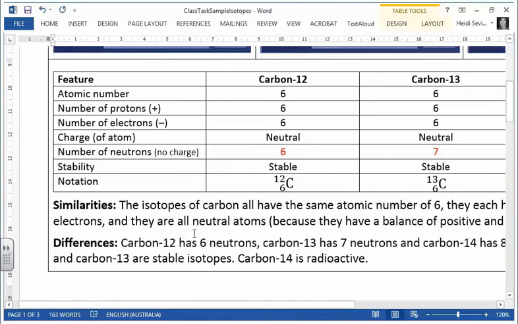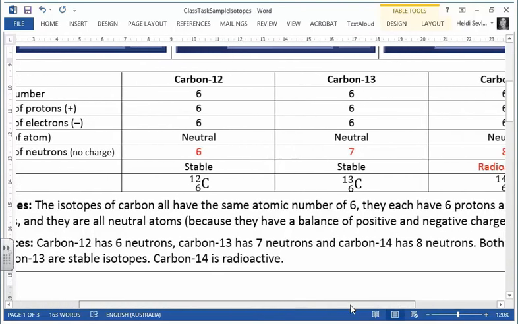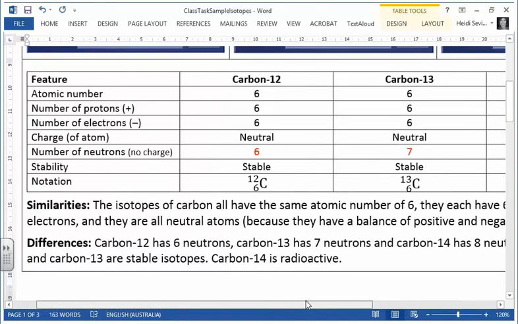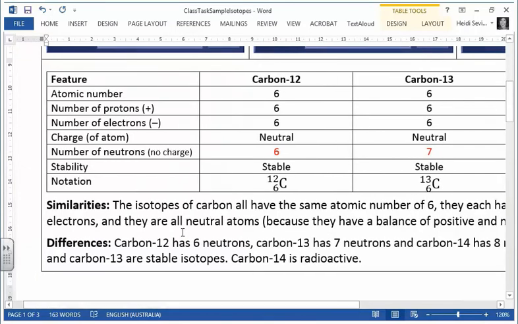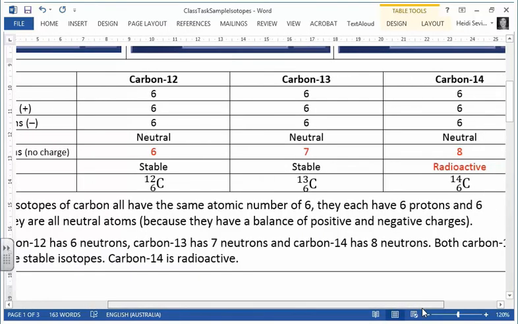And identify the differences also if any of your isotopes are radioactive. Okay, so you identify that some are, for example, these 2 are stable, but we've got one that's different and it's radioactive.